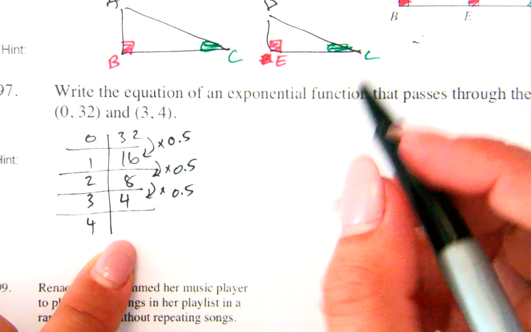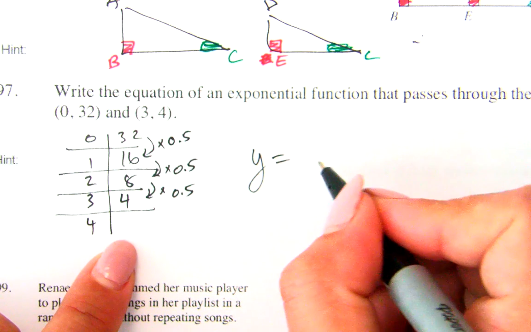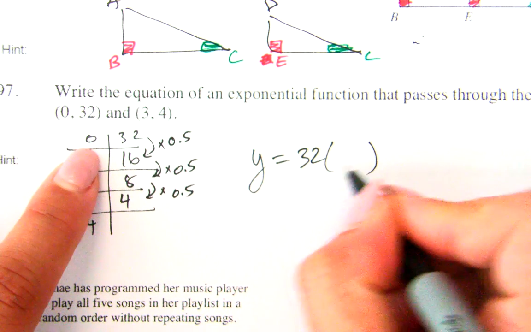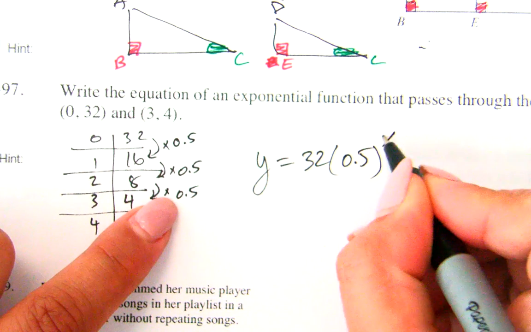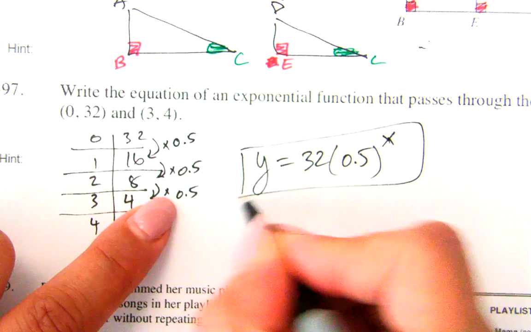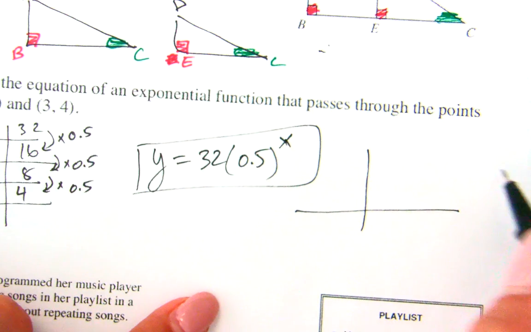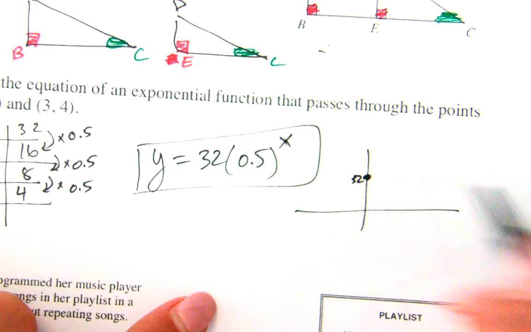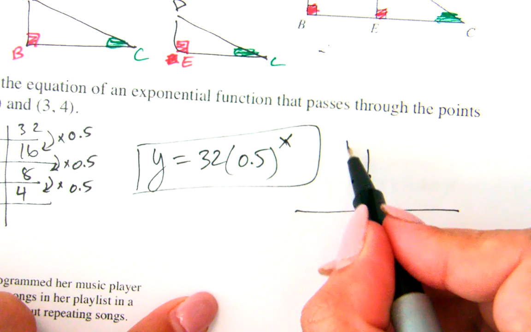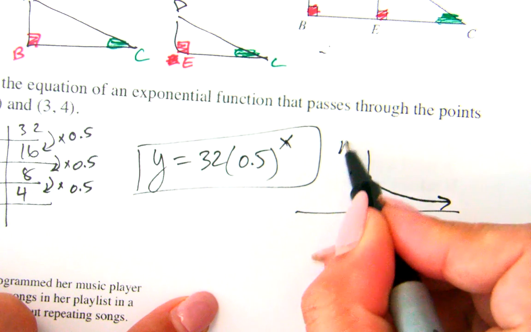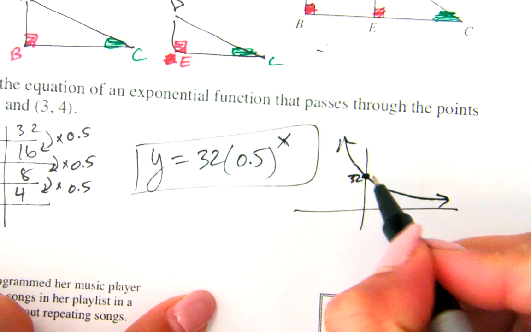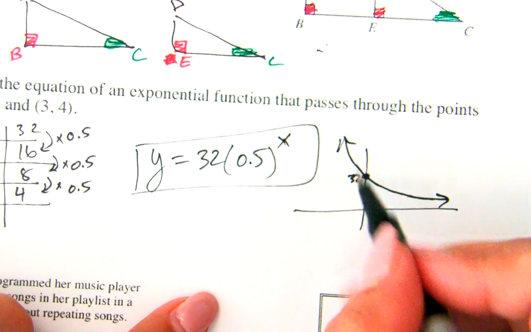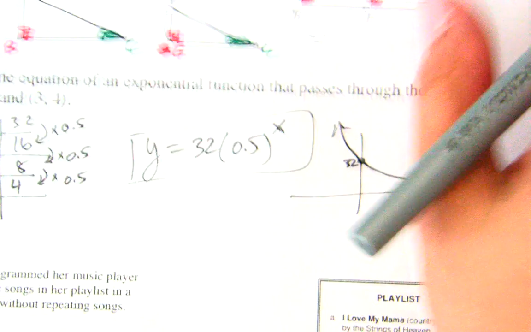All right, so your equation is going to be y equals, your starting value is wherever the 0 is at. So it's going to be 32, and in parentheses is what you multiplied, 0.5, to the x power. There's your exponential. And if you were to graph this really quickly, it would look like this. It would start with 0, 32 is your y-intercept, and then it would just keep on going down and in that direction.